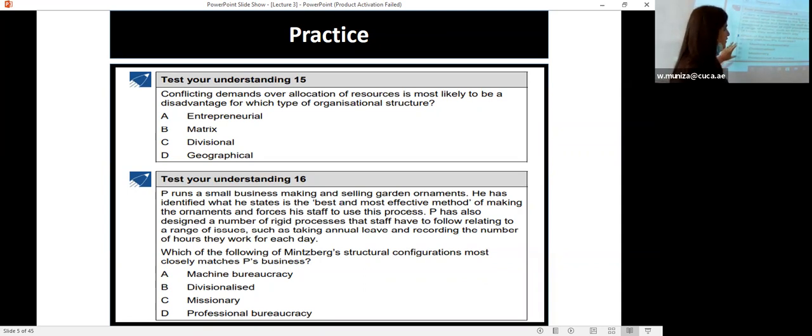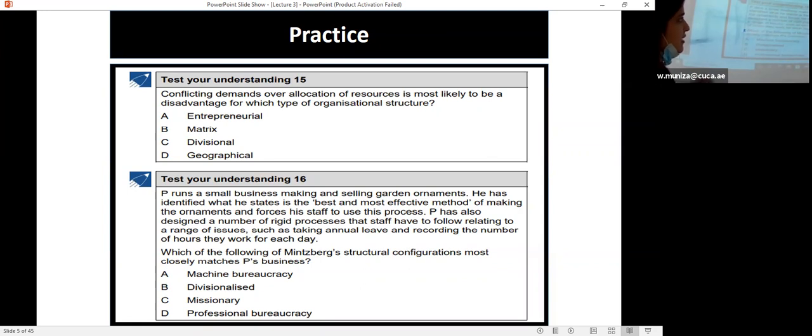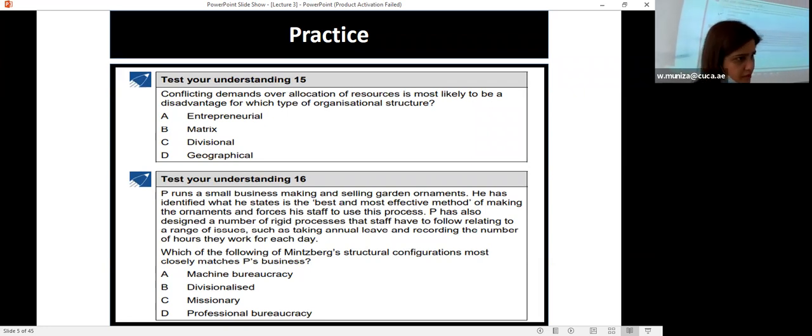There are four out of five given for Mintzberg structure and they are asking to which component this scenario is matching. So P runs a small business making and selling garden ornaments. He has identified what he states is the best and most effective method of making the ornaments and forces his staff to use this process. So it looks like there are so many rules and regulations present. Am I right? P has also designed a number of rigid processes that staff have to follow relating to a range of issues, such as taking annual leave and recording the number of hours they work each day. So strict rules and regulations are present. Every person is required to follow those rules and regulations. They do not have any kind of room for improvement. They will not be doing innovations in the organization. The organization will not be a creative one.